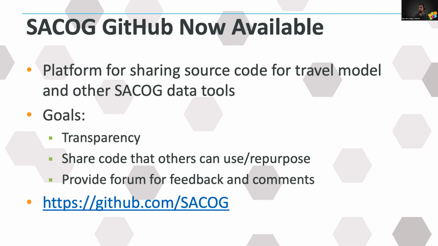SACOG has transitioned a lot of its SACSIM scripts and its other data and analysis scripts over to GitHub, just to provide an easily accessible place to get the latest versions of scripts. This follows a model set up by RSG, which provides its DASIM scripts on GitHub that we can always get whenever we want. Our peer MPOs up at Puget Sound and down in the Bay Area also have their own GitHubs.